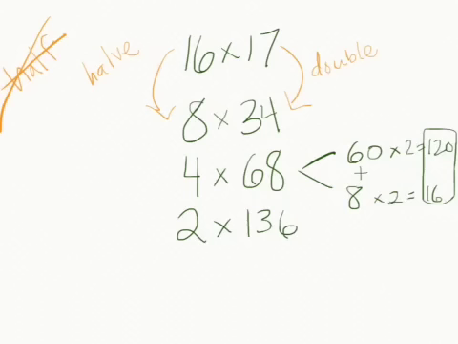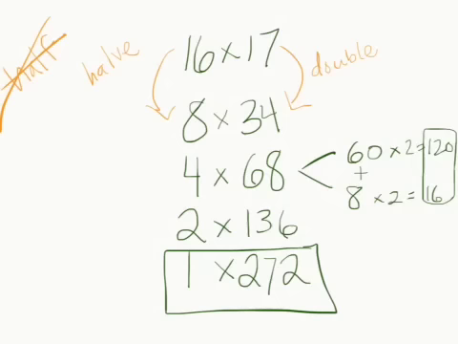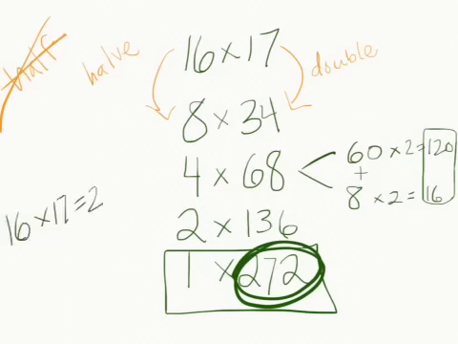There's some good mental math there too. Well, we're getting pretty friendly. Now, could I have and double it one last time? Absolutely. 136 doubled would be 272. And I know this one, 1 times 272 equals 272. So my final answer of 16 times 17 equals 272. And I never even had to solve that original problem.